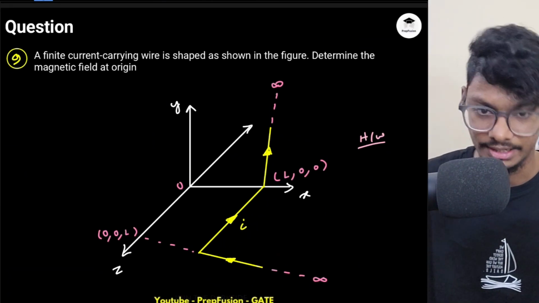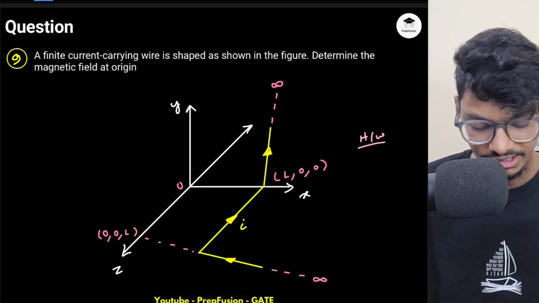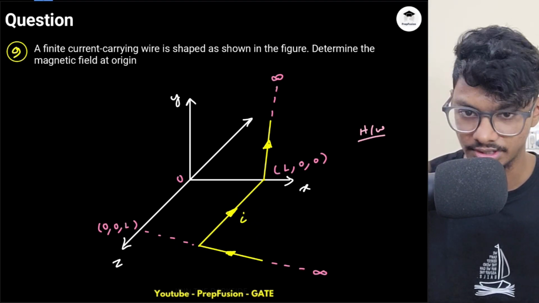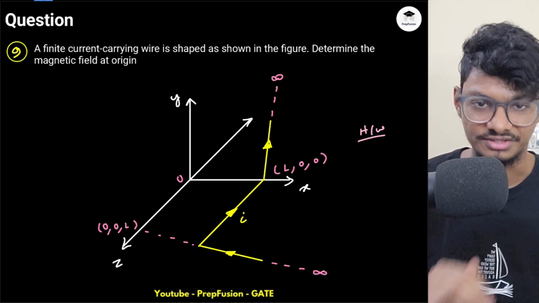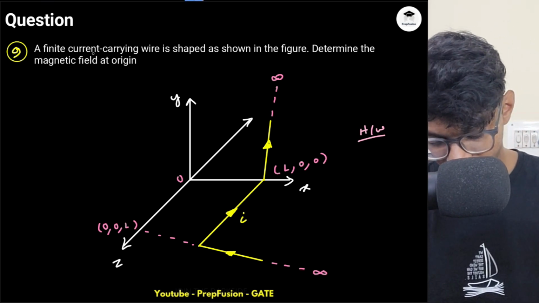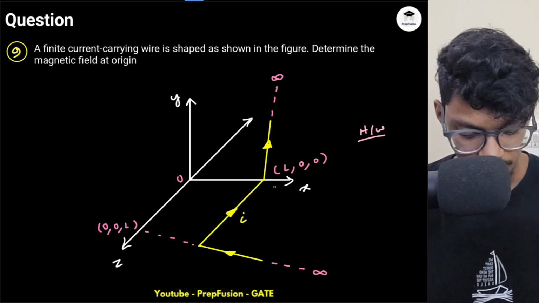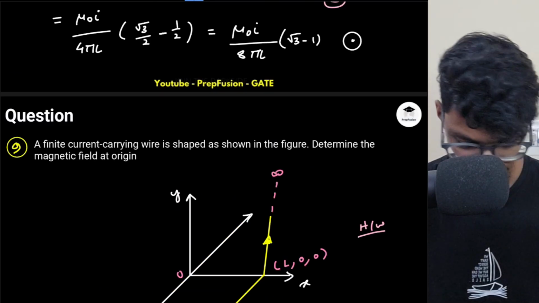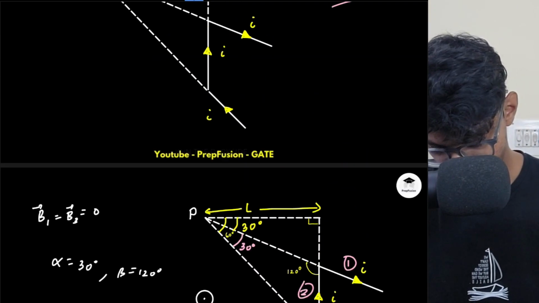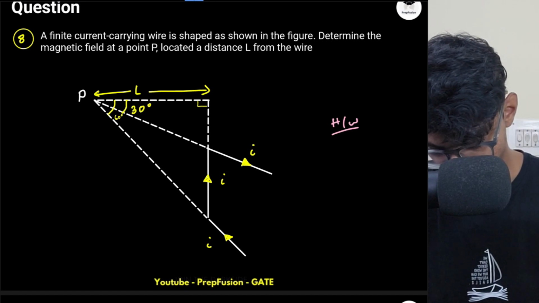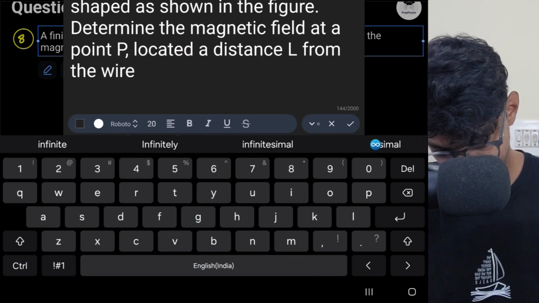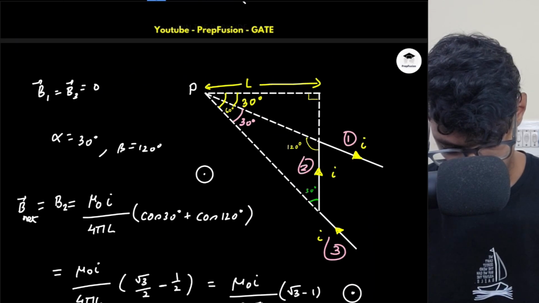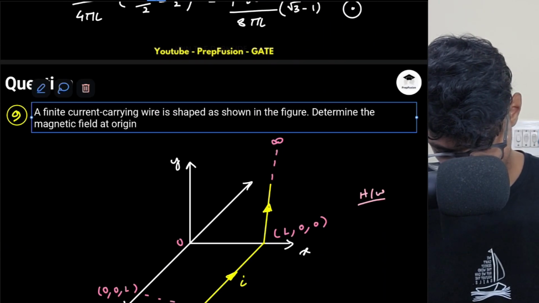So another similar question. There are many questions of this type, and this can come in the GATE examination. They can ask any such configuration. So I am preparing you for everything. So again, a finite current carrying wire is shaped as shown below. It is not finite actually. This is infinite. This also is kind of infinite only. So the wording is a bit wrong. It should be infinite. This also is infinite.